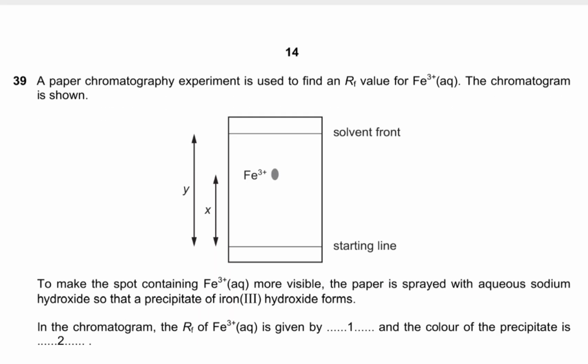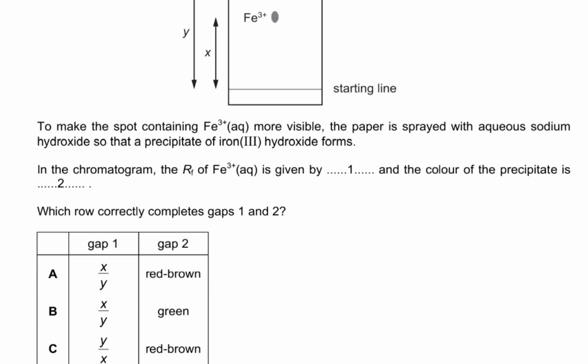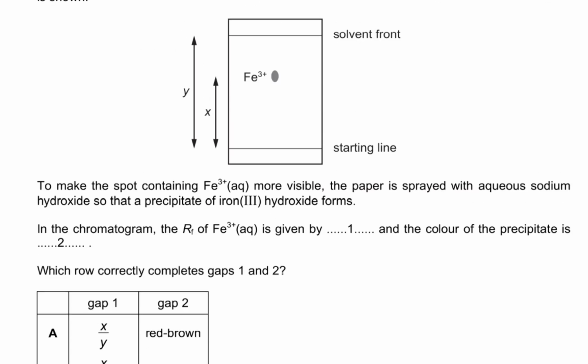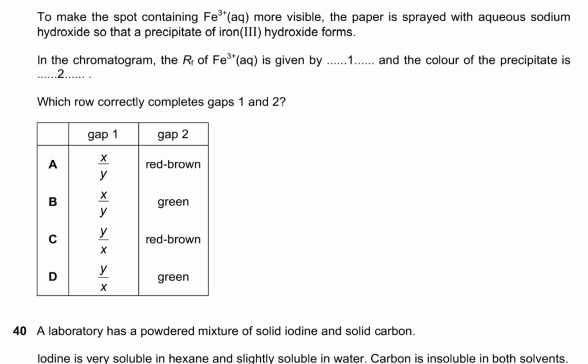Then we have the next question here. A paper chromatography experiment is used to find the RF values. You can see the chromatogram here. What we have to do to make the spot, increment the given 1 and the color of the precipitated 2. So आपने gap 1 और gap 2 में देखना है कि क्या properly value आ रही है. So A option, x by y हम लेते हैं, और x by y के साथ because we have iron, तो green color का हमारे पास spot नहीं आ सकता. So red brown is the correct option. So A option is the correct.